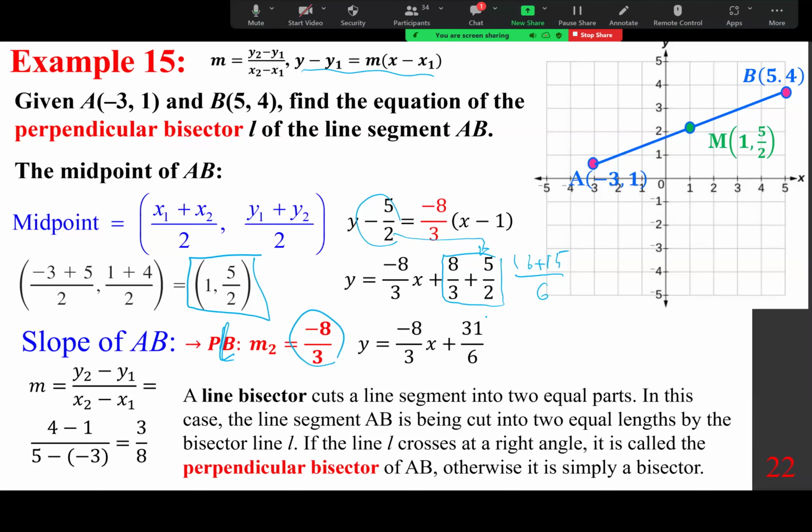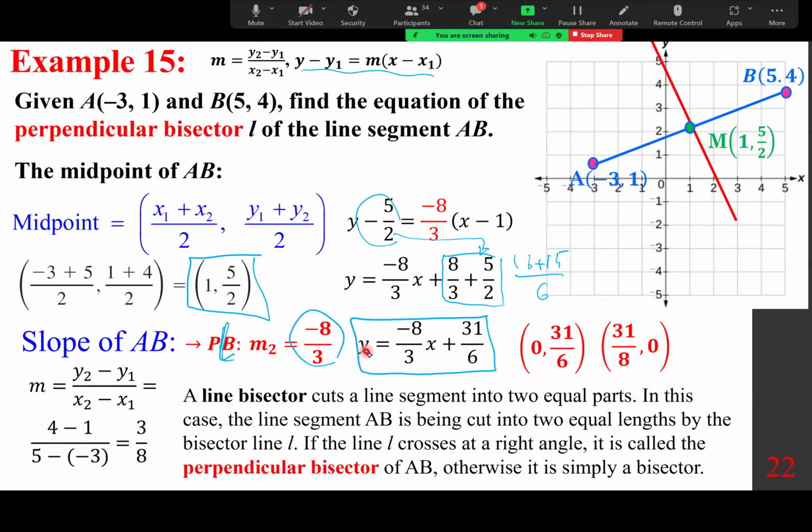So I hope we understand this is the equation of a line. And of course, 0, 31 over 6 is clear. That is the y-intercept for that line. And you have this point, you can connect them. If you want the x-intercept, you set this one equal to 0, and if y is 0, x is 31 over 8. But in any event, this is the line that we are interested in. You don't have to find all intercepts.